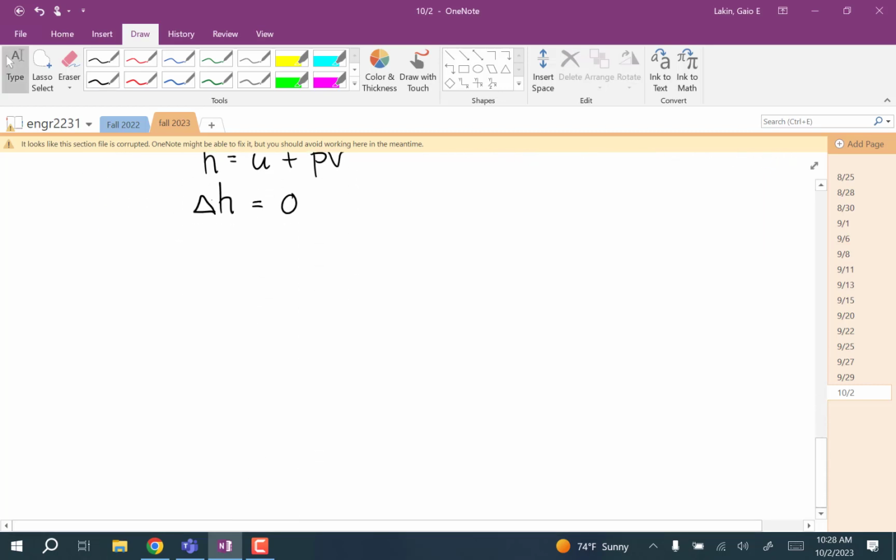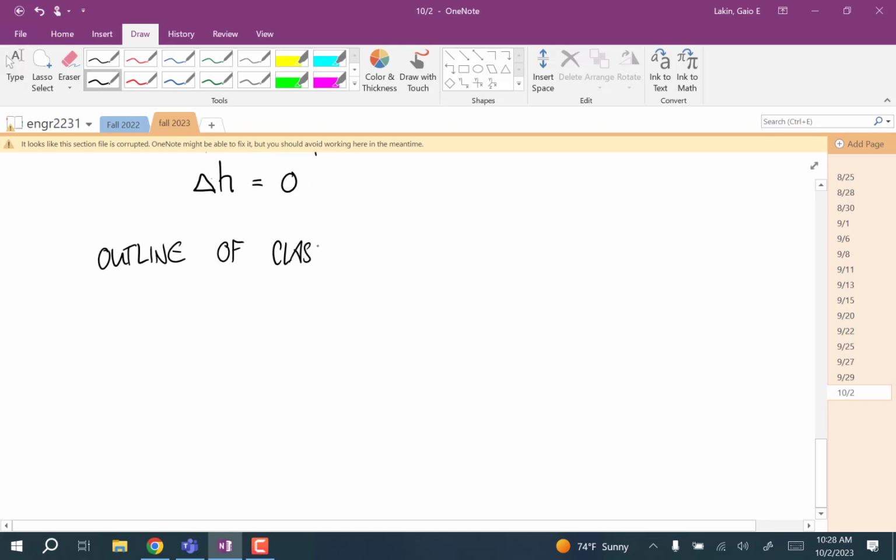Okay. Well, we're done talking about control volumes for the first law. So let's do a thorough outline of the class so far, fitting in the equations as they come up. So this is an outline of the class before we get into, heading into the second law of thermodynamics, which involves entropy.